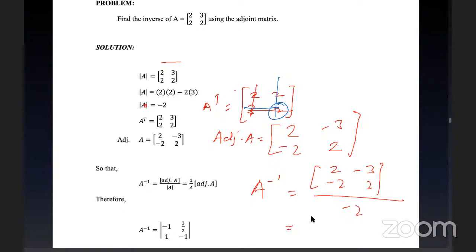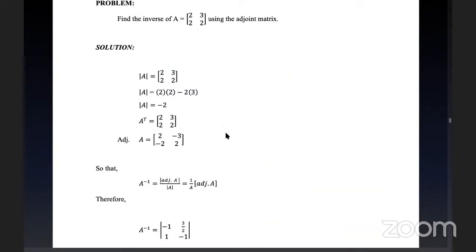So this will become 2 divided by negative 2 is negative 1. Negative 3 divided by negative 2 is positive 3/2. Ayan, negative 2 divided by negative 2 is 1. 2 divided by negative 2 is negative 1. Okay, so yan na yung kanyang inverse. Okay, baka malito pa kayo dun sa mismong cofactor, ha? Okay, punta tayo dun sa next example.